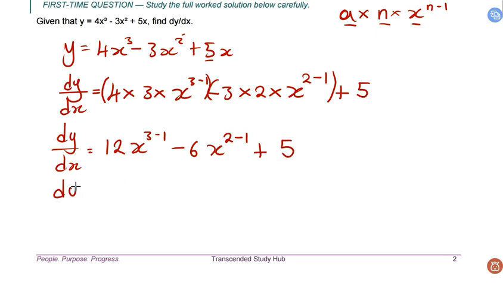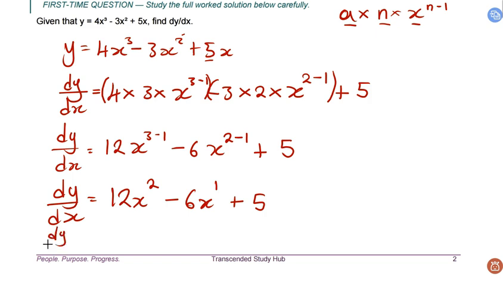So you say dy over dx will be equal to 12x to the power 2 minus 6x to the power 1 plus a 5. Our final answer, dy over dx, will be equal to 12x to the power 2 minus 6x, where there is 1, we know that that is the power, so it is invisible, plus a 5. This is your answer.